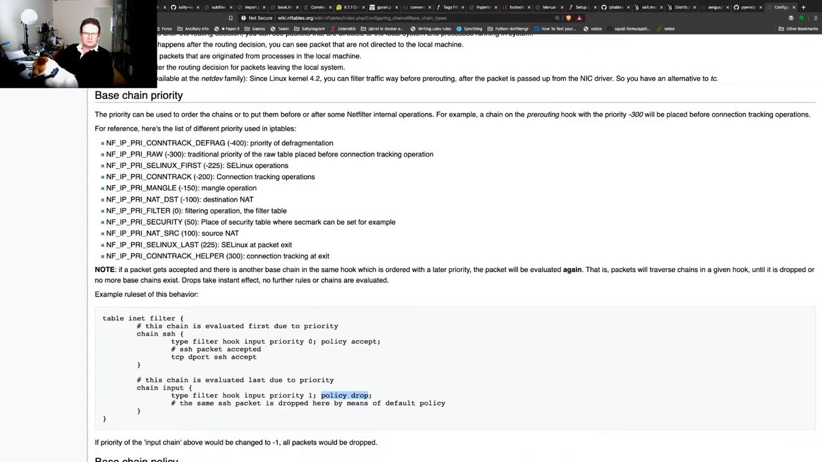This is interesting. Yeah, you'll notice that although a packet which is accepted in one chain will continue to be processed by subsequent chains, a packet which is dropped doesn't get a second chance. So for example, and this is actually pointed out down here, if I change this priority to minus one, in other words, this input would actually be run before the SSH, then the packet would be dropped at this point and this rule would never ever be tested, because if a packet is dropped, that's it. All bets are off. It doesn't bother processing anything further.